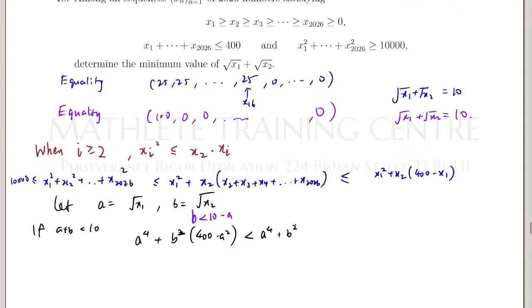No, wait. Sorry. I want to keep the 400 minus a squared, and I want to replace b with this guy, b less than this, right? So like that. And then by simplifying the expression, actually you can get the number 10,000 appearing. Now you might be wondering, how does 10,000 appear?